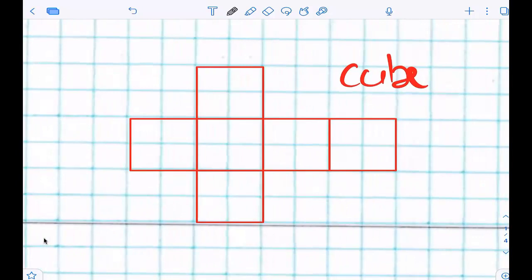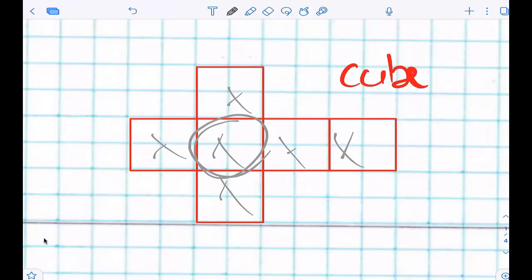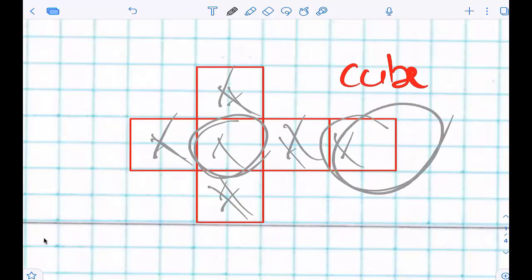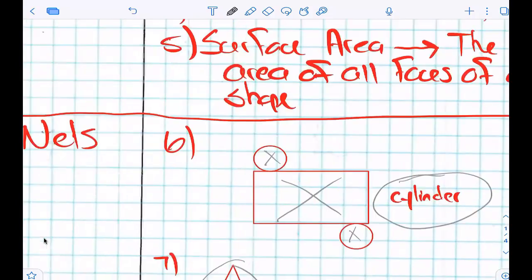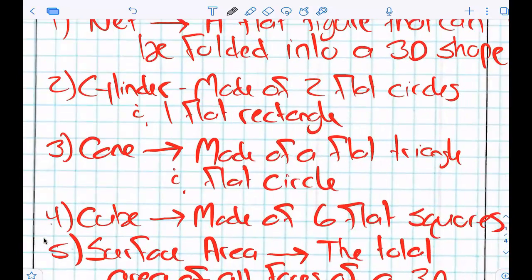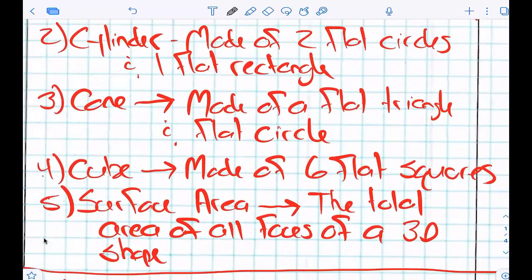This is a cube. How many squares make a cube? 6. So if I folded all of these up around this base right here, this would be a side, this would be a side, this would be a side, this would be a side, and then this would be the cap. I would have a cube, yes? Yes. Okay, cool. So that's what I did up here. I talked about what cylinders, cones, and cubes were. We're going to talk about surface area in just a second.